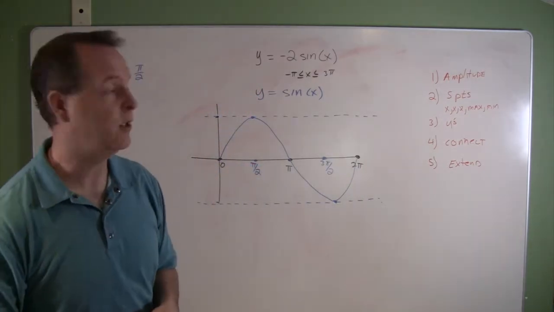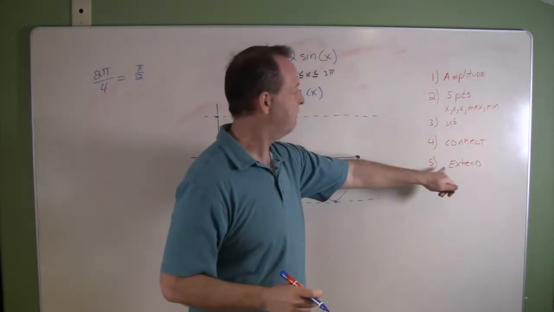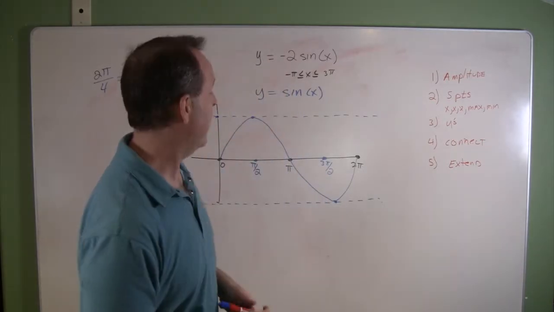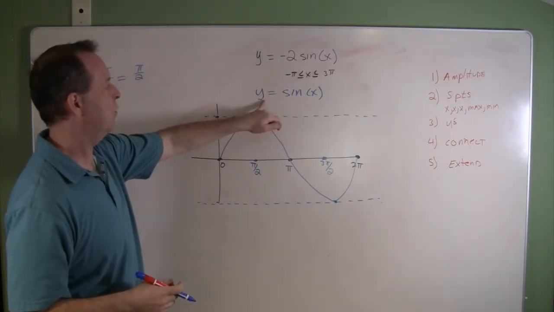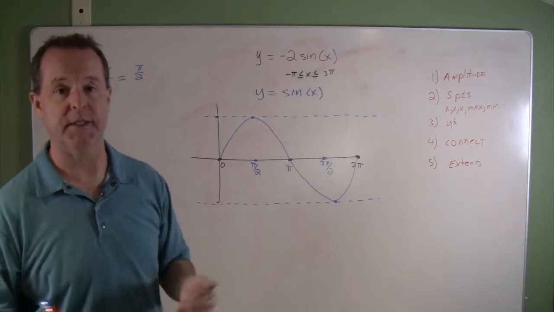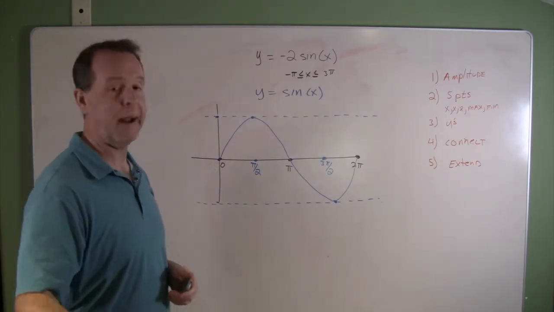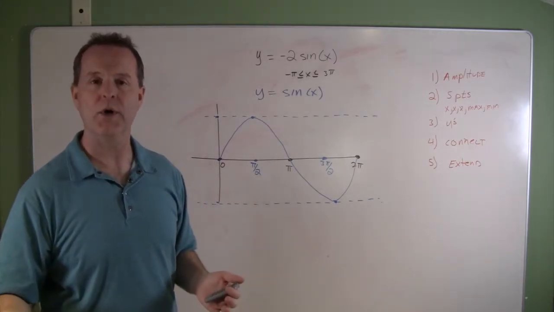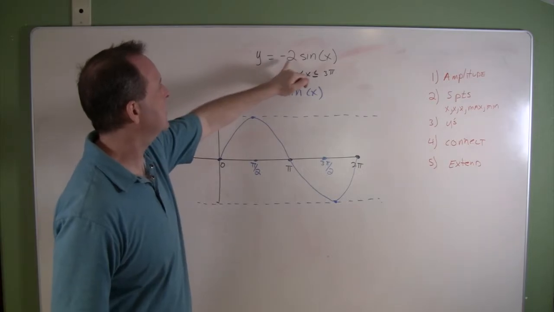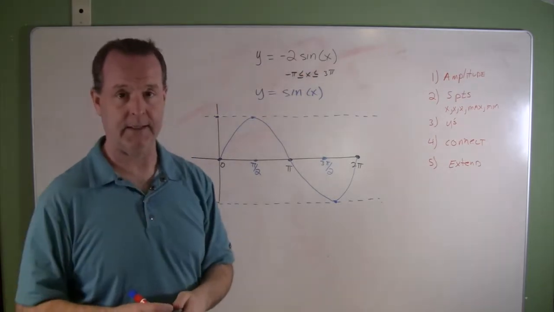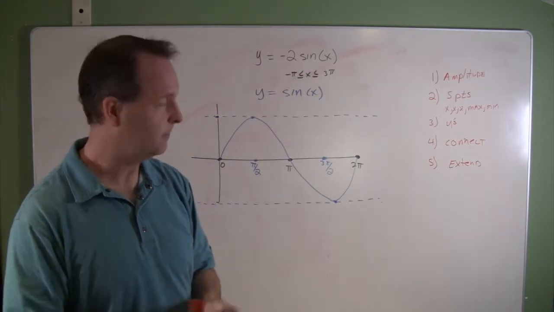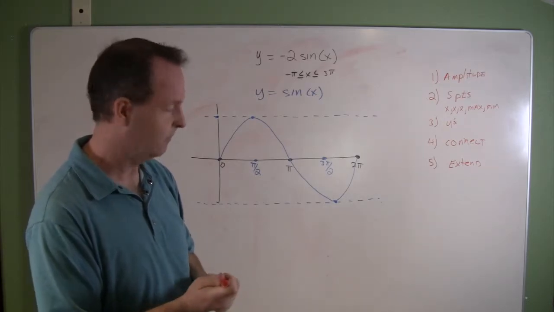Now, it's as smooth as I could do it. And then 5, extend if we need to. Right now I'm not extending because I just want to do y equals sine of x over the period from 0 to 2 pi. So now let's go back and look at our original problem. The original problem is looking at this y equals -2 sine of x. So let's overlay it on top and see what we can discover.